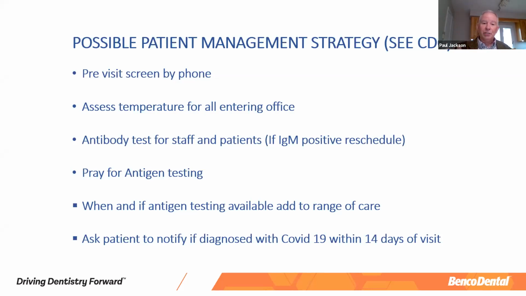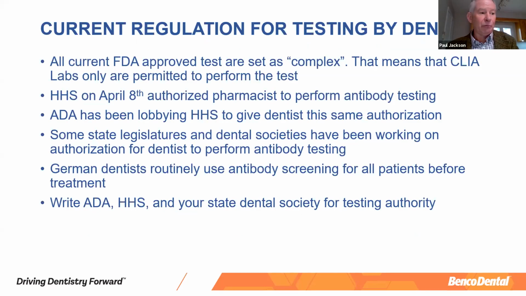Then all that come into the office, including staff, assess their temperature. If they have a fever, anything over 100, reappoint them. If and when antibody testing becomes available, if they have IgM antibodies and are positive for that, then probably the best thing is to reschedule, because they're in some phase of infection. We can really hope and pray for antigen testing, because that would be the best testing and easy to do. Then ask your patients to notify you if, within 14 days of being treated in your office, they come up with COVID-19.